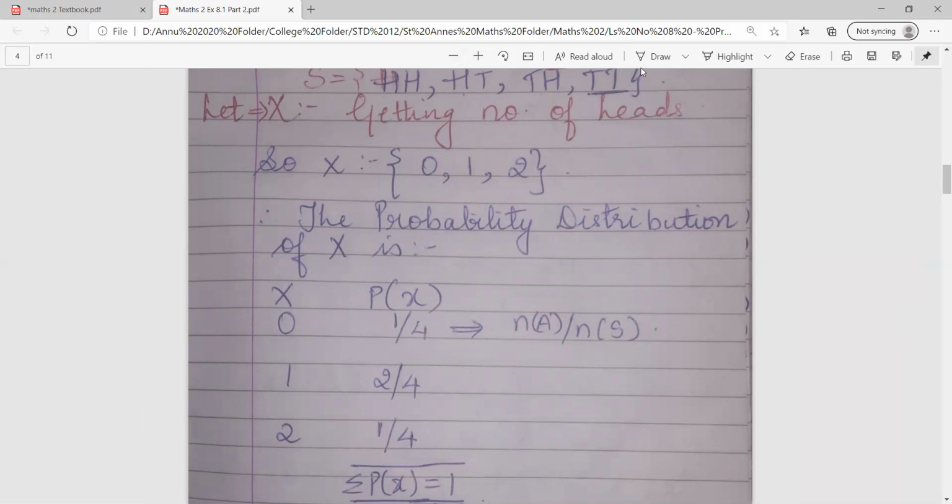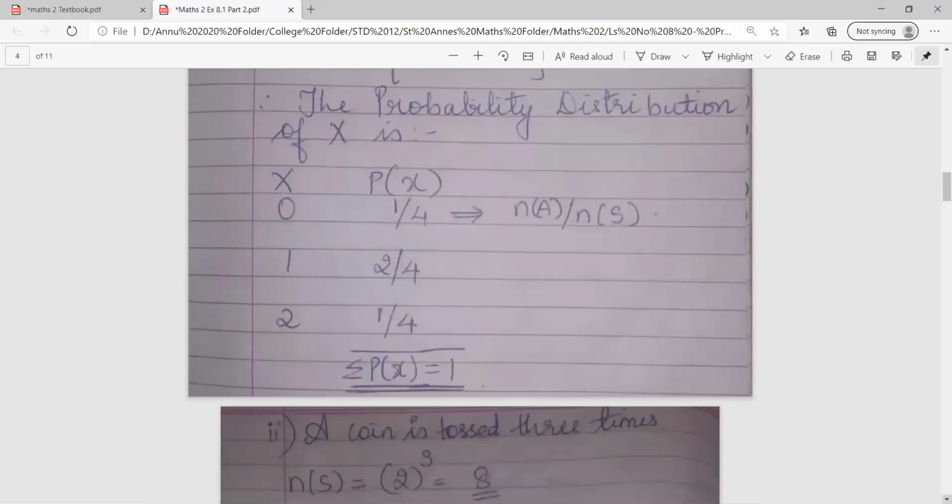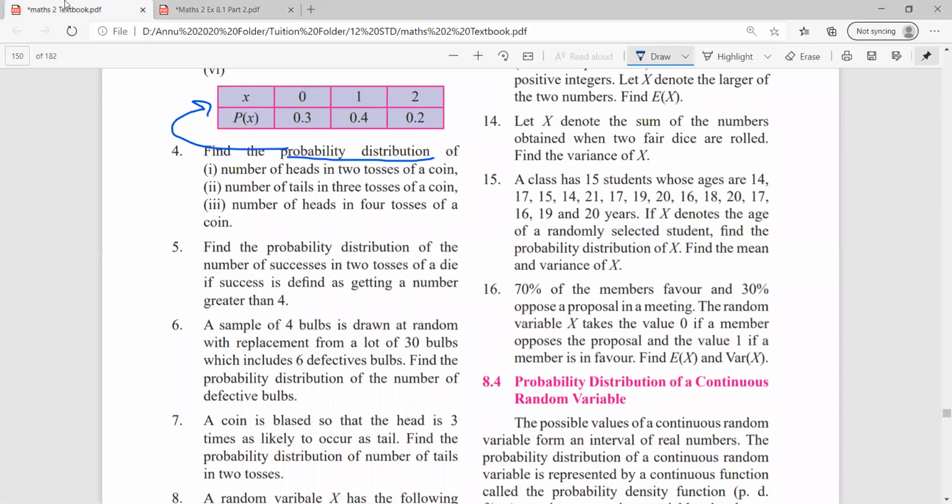Getting one head, there are two possibilities, HT and TH, so 2 by 4. Getting two heads, there is only one possibility in your sample space, so 1 by 4. On summation you're getting the answer to be 1. So you have followed how to draw the probability distribution table.